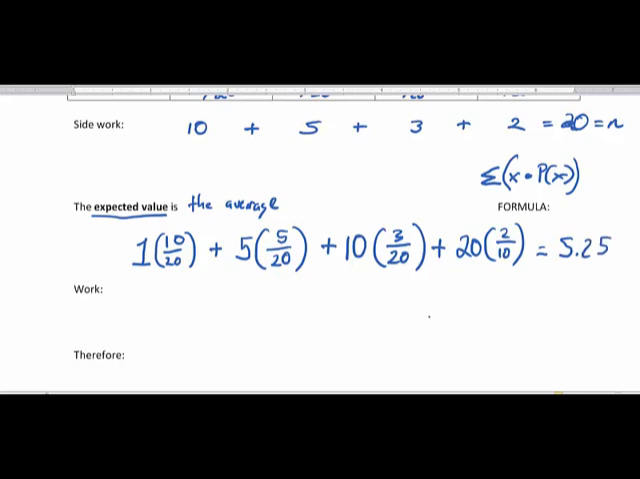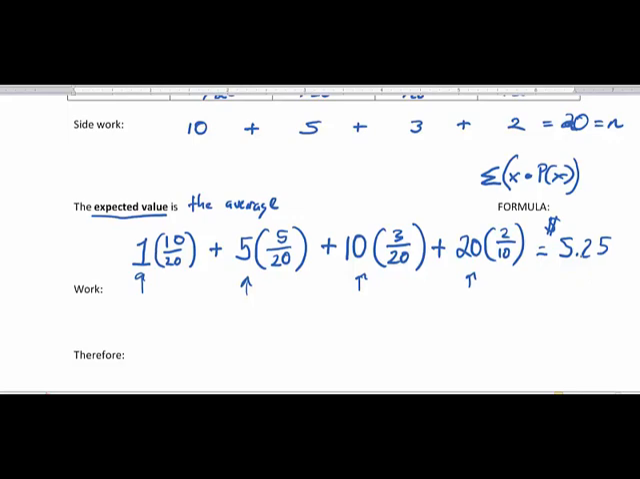This is your expected value, $5.25. Now, it is impossible if you're playing this game to pull out $5.25 since the denominations of winning are $1, $5, $10, $20. But what's important to know is that the person who's supplying the money for the grab bag game is roughly losing about $5.25 on average per draw.